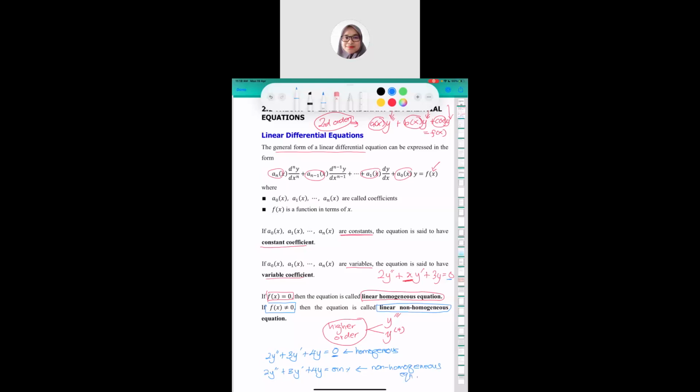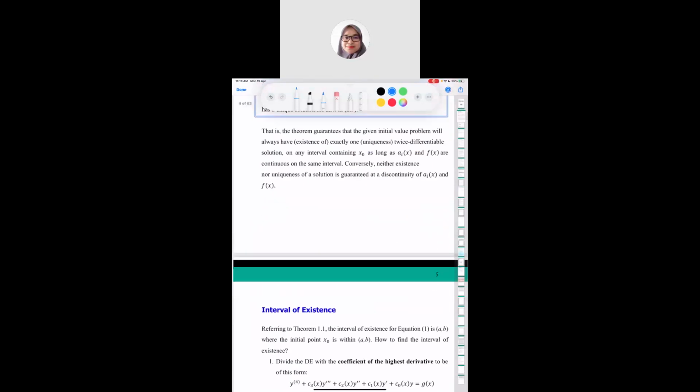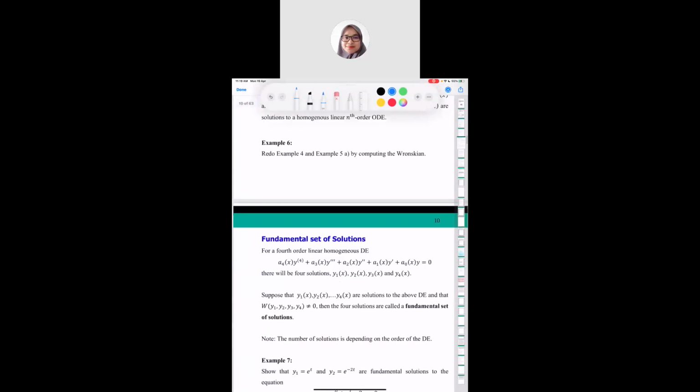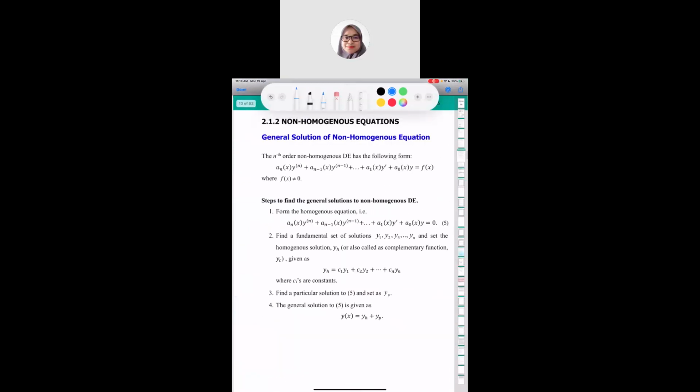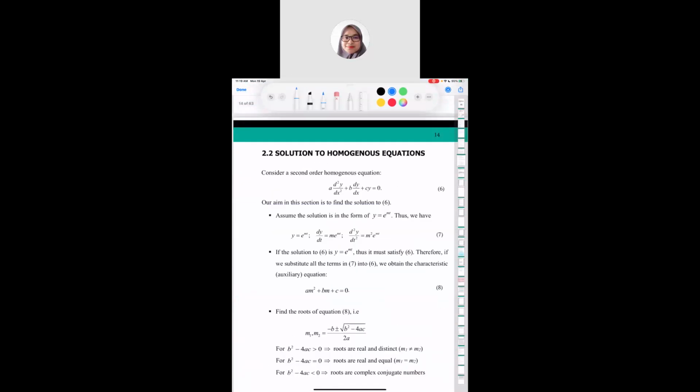Okay, so untuk second order and the higher order as well, kita akan bincang dulu macam mana nak selesaikan homogeneous equation, and then kita discuss macam mana nak selesaikan non-homogeneous equation. So kita pergi kepada yang pertama. How to solve homogeneous equation. Solution to homogeneous equation.